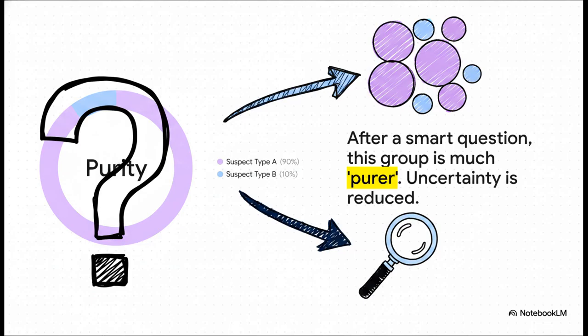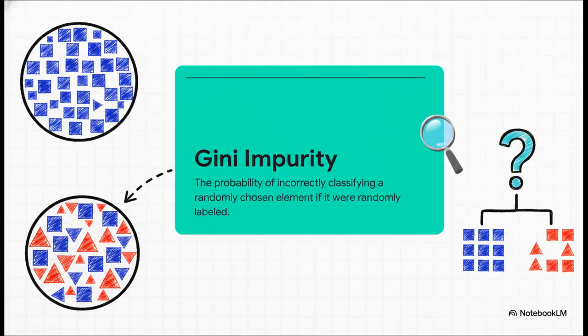The uncertainty has plummeted. That is what a successful split looks like. The way the algorithm actually measures this messiness is usually with something called Gini impurity. The easiest way to think about it is as a messiness score that goes from 0 to 0.5. 0 means the group is perfectly pure. Everybody's the same. A score of 0.5 means it's that perfect 50-50 mix, total chaos. So the algorithm's job is to find the one question that causes the biggest drop in that Gini score.